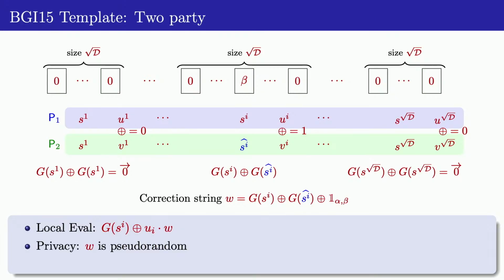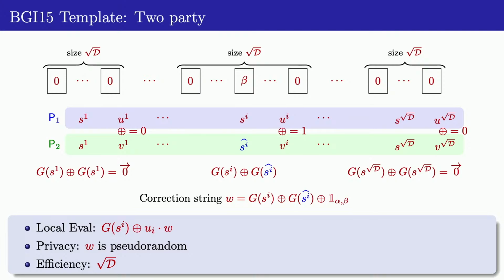So now for the privacy part, the important part here is why does this correction string not leak anything about which chunk is the special chunk? And the reason here is that this pseudo-random string is basically a one-time pad that masks the information related to the function. And the reason is that no matter which party you corrupt, there exists the other seed which you never see. So, for example, if you corrupt party P1, the contribution of this blue seed will still be pseudo-random. That's why it hides this indicator vector here.